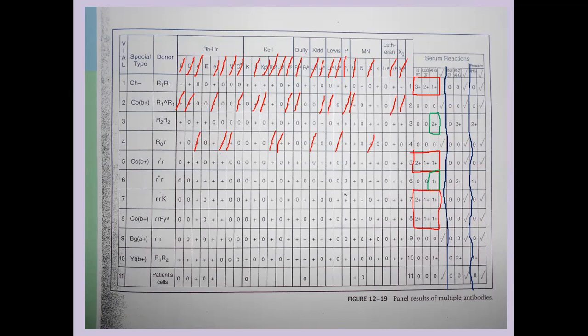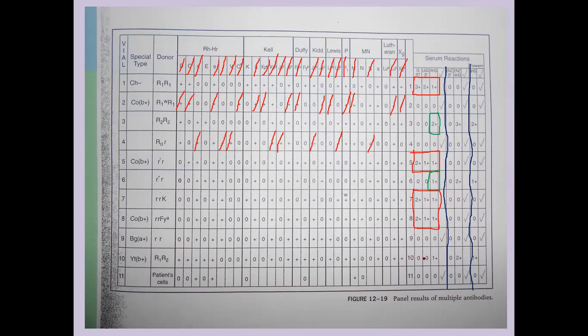All right, so we have a couple more cells left. We have cells 9 and 10. Let's see, can we use 9? Yes, we can use 9. So let's go over here. So we can't do anything with big E, nothing with big K. Duffy b, no, if we're considering dosage. N, no. We got little s, no. Lu a, no. Okay, so that cell basically did nothing for us.